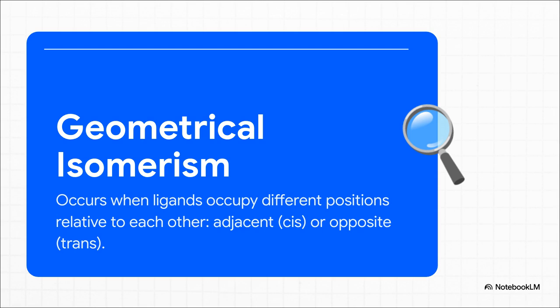And here's a great memory tip. Think of transatlantic. That helps you remember that trans means across. In this platinum complex, you can see the difference so clearly. In the cis form, those two chloride ligands are neighbors, right? They're at a 90-degree angle to each other. But then you look at the trans form, now they're on opposite sides of that central platinum atom, a full 180 degrees apart. Same parts, totally different layout.